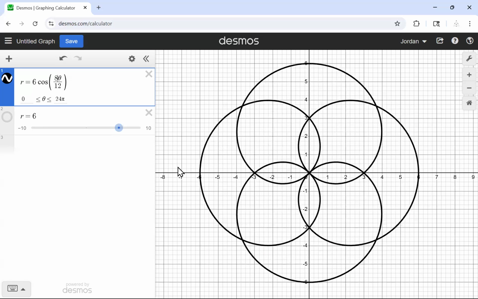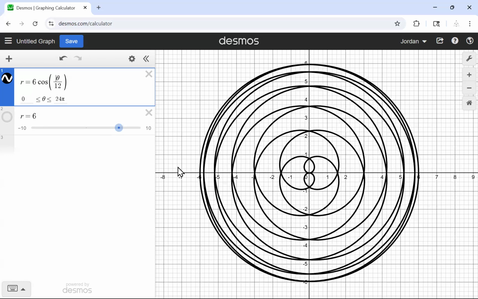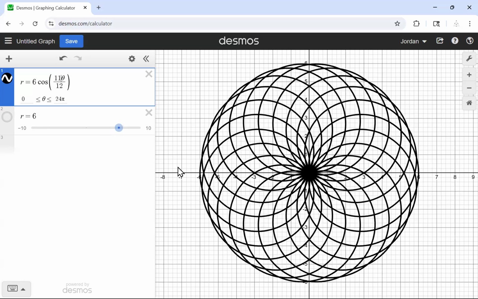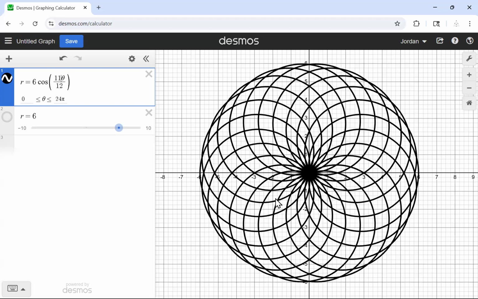8 theta over 12 looks like this. 9 theta over 12, we get this shape. 10 theta over 12, we get this type of shape. And 11 theta over 12 gives you this shape. Again, really interesting looking structure. Almost reminds me of sunflower seeds or something. And then 12 theta over 12 would be just cosine of theta, which we already know is a single circle. So with these fractional rose curves, we can get some really, really interesting looking pictures.